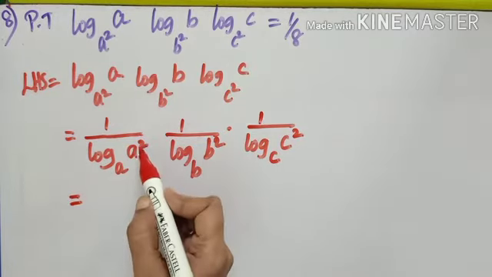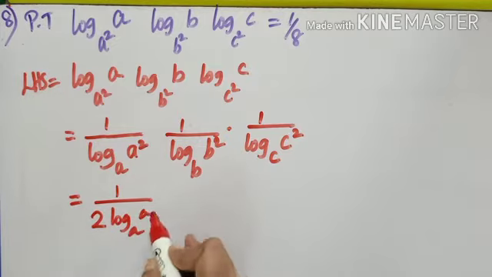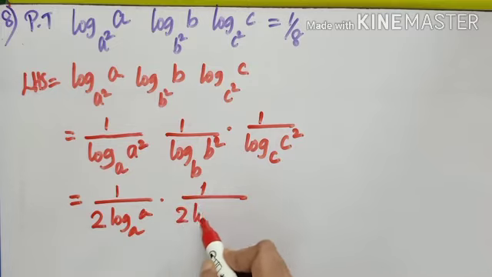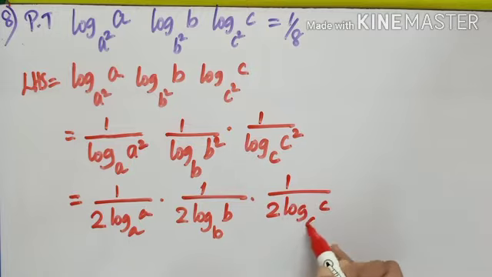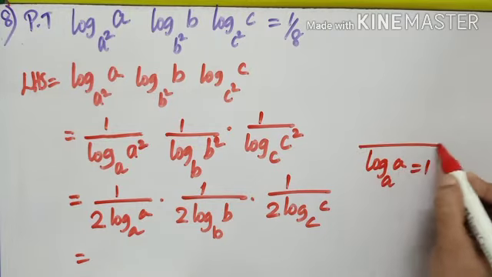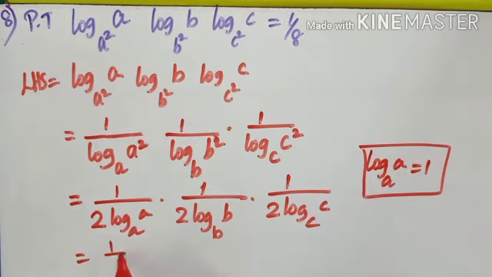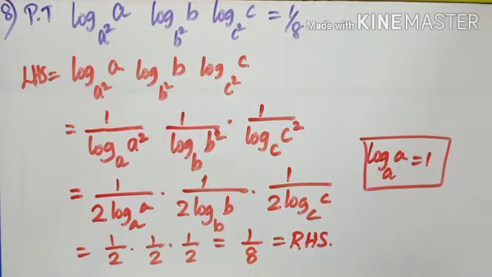The next step, power comes near. So 1 by 2 log a base a. Similarly, 1 by 2 log b base b, 1 by 2 log c base c. A base a, b base b, c base c, same letter comes. All logarithms will reduce to 1. So we will write log a base a is 1. Using that idea, we are left with 1 by 2, 1 by 2, 1 by 2, which becomes 1 by 8, and that is the RHS, hence the problem.